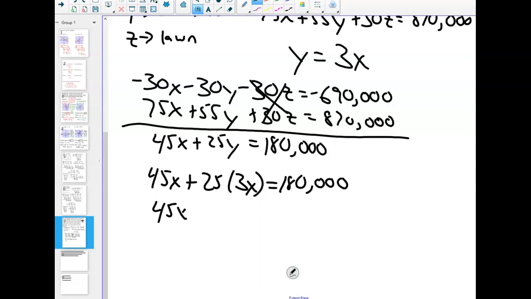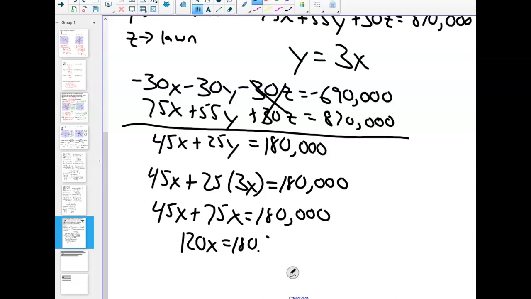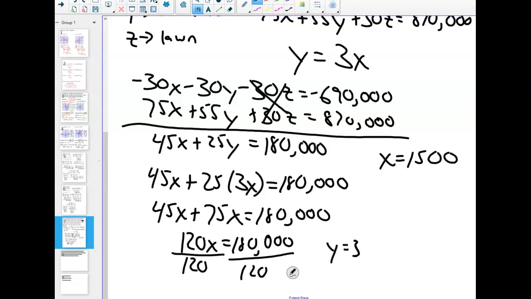45x plus 25 times 3x is 75x. And if I add those together, we get 120x. And when I go to my calculator and I divide both sides by 120, my x is 1,500. So that's how many section A seats there are. Section B, I'm simply doing y equals 3 times 1,500. That's 4,500. So now I have my y.